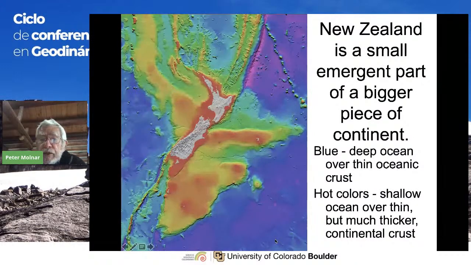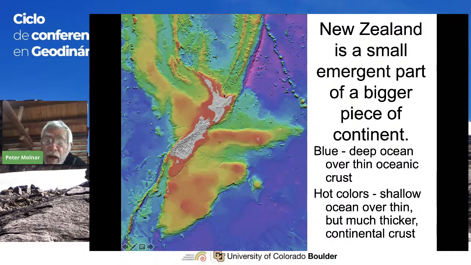So New Zealand is a small emergent part of a bigger piece of continent. So the gray outlines the North Island of New Zealand, down here the South Island of New Zealand, and then some smaller islands here, down here, up in here. But the orange and red and green are regions of shallow ocean floor. It's only the blue and the purple that are deep. So oceanic crust underlies all of this deeper blue, but this is continental crust. It's just thin continental crust and hence below sea level.